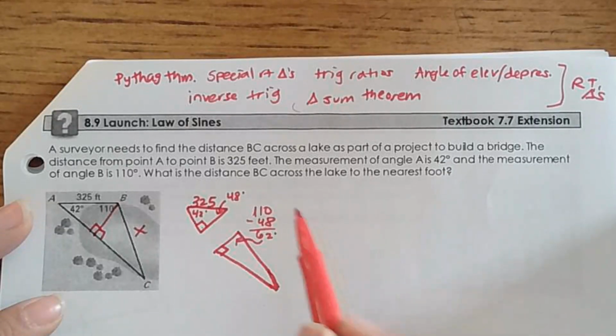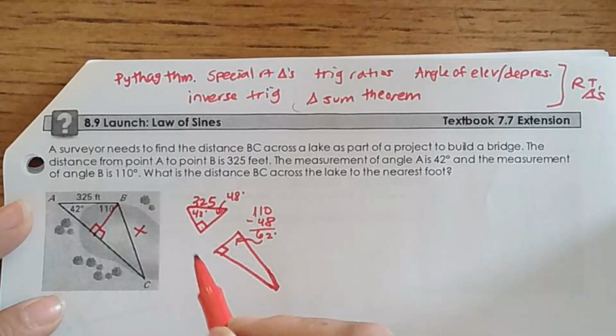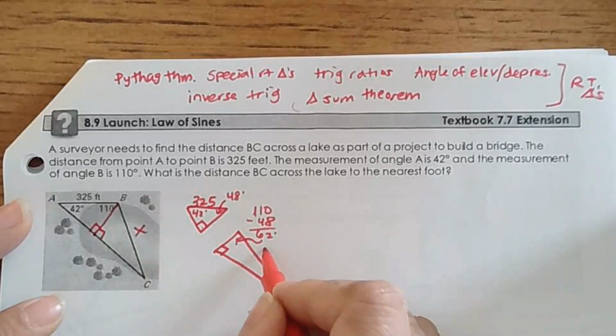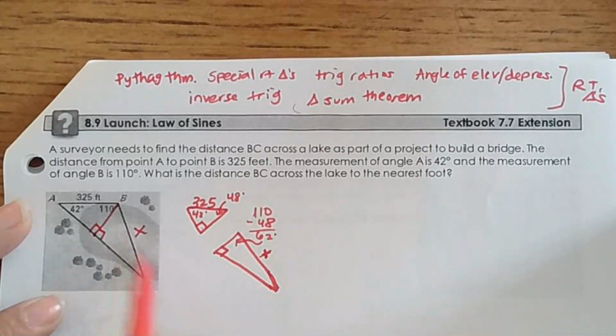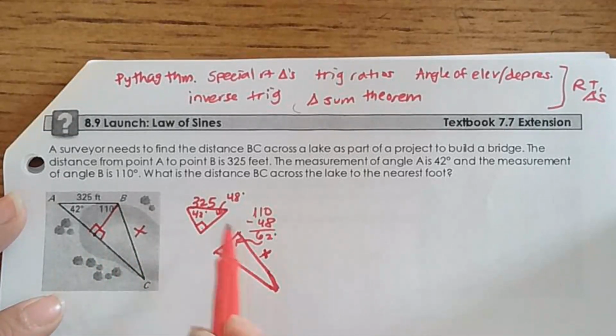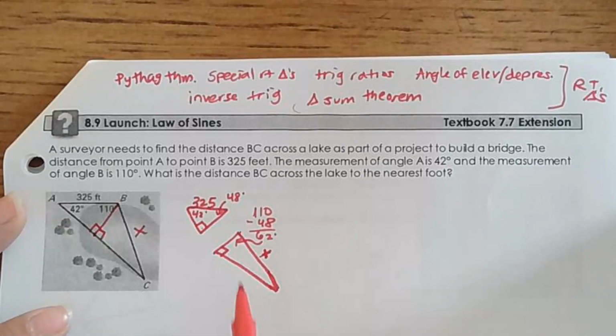So what I do know here is, I eventually need to find this X. This is X right here that I've labeled as BC. It's in this triangle off to the right, and I don't know what X is. I don't know what any of the sides are right now. I just know that this is 62.